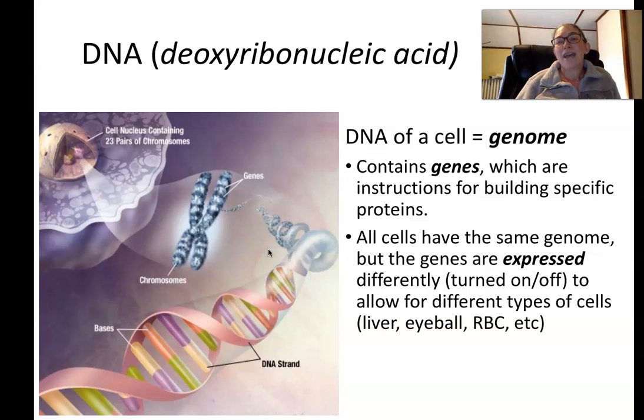But each cell looks different. So like a brain cell looks different than a skin cell, which looks different than a white blood cell. So there's tons of different types of cells in your body, but they all come from the same DNA. They all have basically the same instructions in them, but they're not all made the same way.